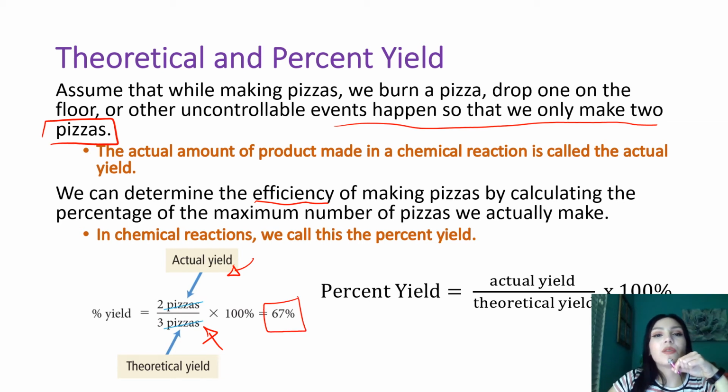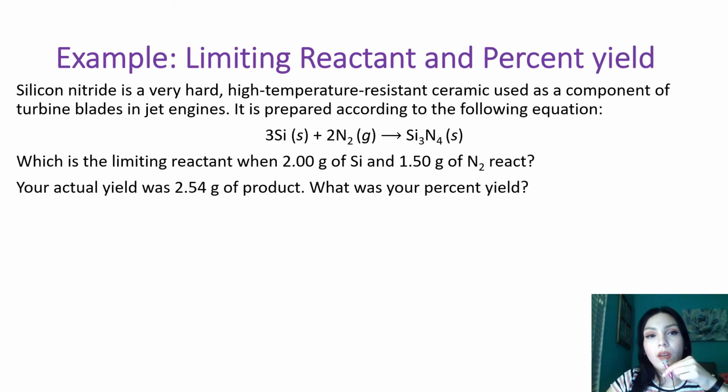yield. So for chemical reactions and actual problems, you'll usually be given an actual yield. You'll have to calculate that theoretical yield using the information you have, the chemical equation, and stoichiometric factors, and then you divide those two out and multiply by 100 to get a percent yield. So we are going to do a problem where we find the limiting reactant and then we find the percent yield. So it is a bit lengthy, but this will show you the complete process.